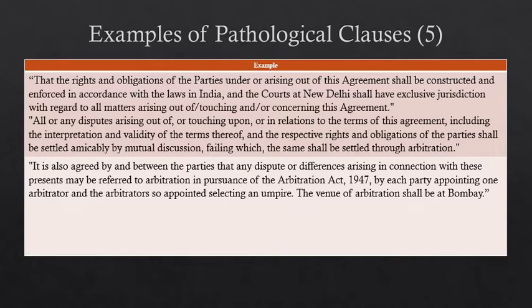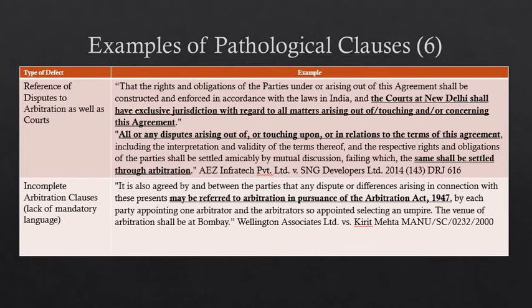Okay, and look at another clause arising in some other case. It is also agreed by and between the parties that any dispute or differences arising in connection with these presents may be referred to arbitration in pursuance of the Arbitration Act 1947 by each party appointing one arbitrator, and the arbitrator so appointed selecting an umpire. The venue of arbitration shall be at Bombay. Now the defects are underlined here and the case laws are provided here.